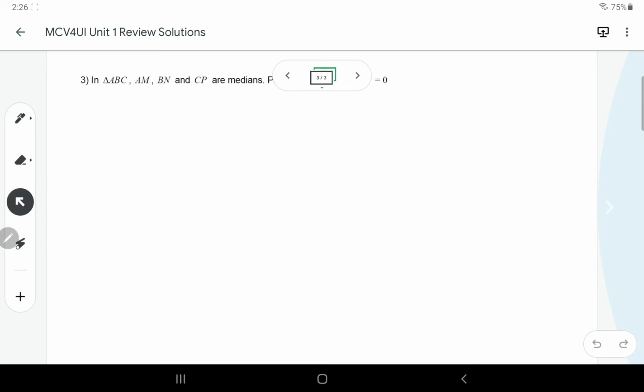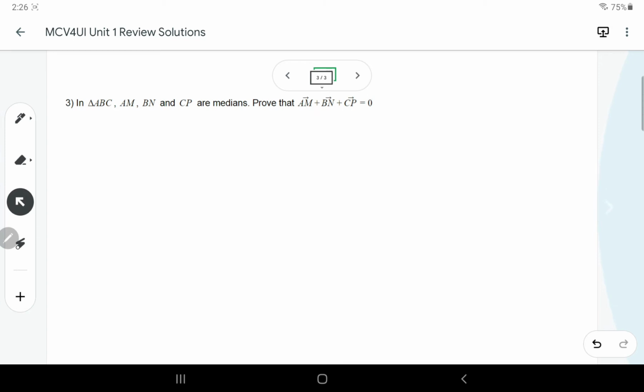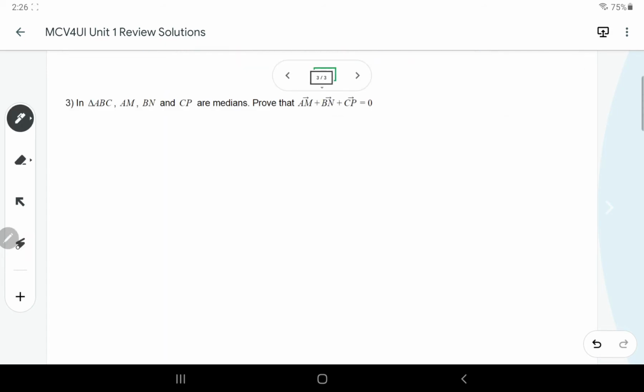The last one, when I set these up on my desktop, the page number is in, whoops, different spots. So I always kind of end up having to move them. So here we've got triangle ABC, and we've got some medians. Remember that medians are the lines that you draw from a vertex of a triangle to the midpoint of the opposite side.